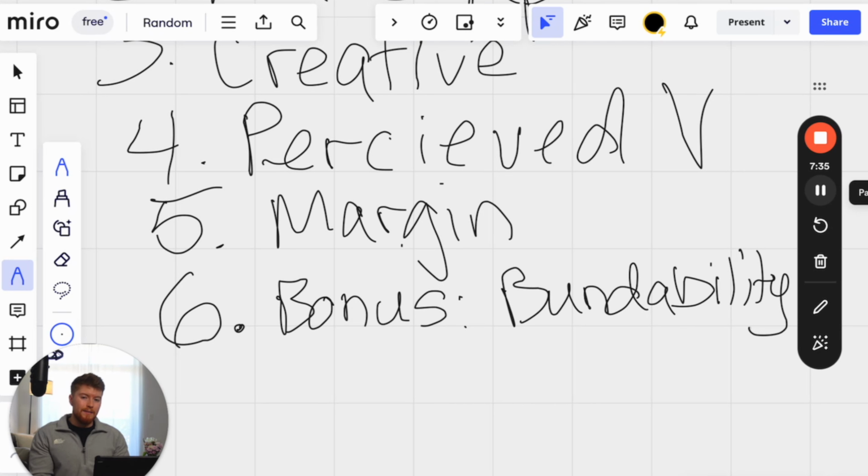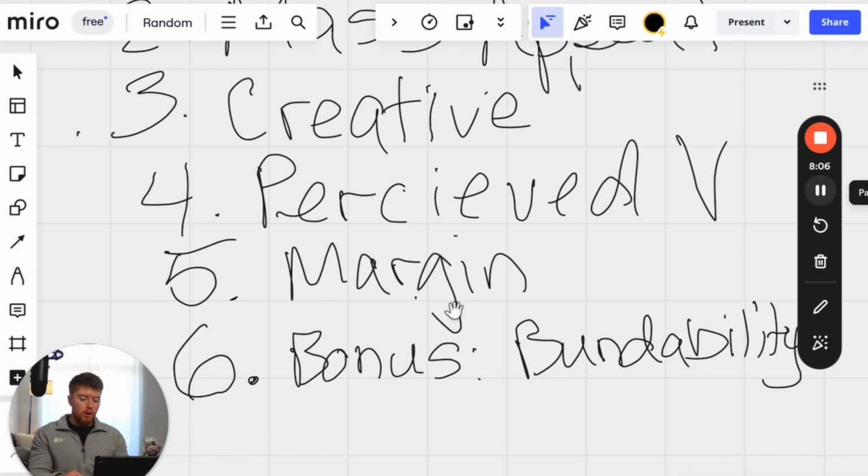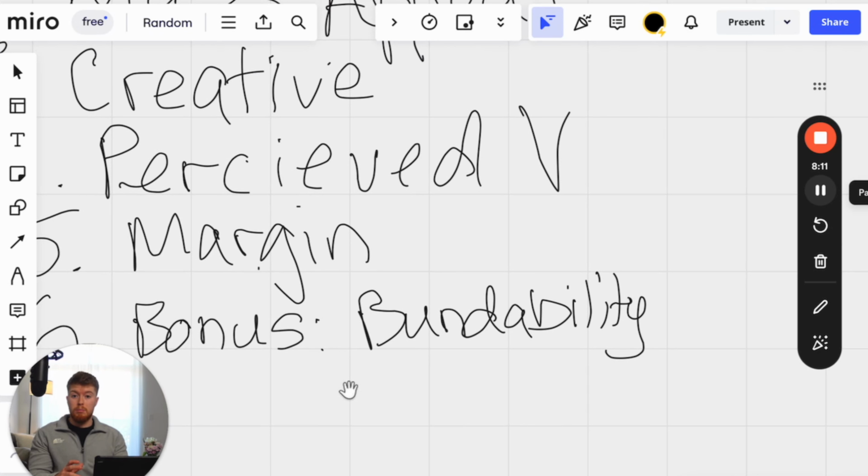Now, you don't have to have bundleability to have a very successful product, but having bundleability in your product selection is just going to set you ahead of the game when finding products that you can sell and make irresistible offers like bundles. So these are the things that we want to look at. These are the top 6 things that we want to look at within the products that we are choosing. Is 1, again, wow factor, mass appeal, creative quality, perceived value in that product, the margin that we can get, and then a nice little bonus of having bundleability. So these are the things that we're going to be thinking about when you dive into the product research that we're about to go over right now.